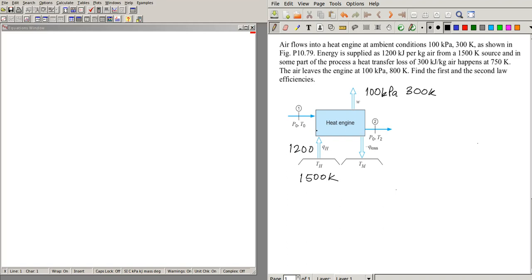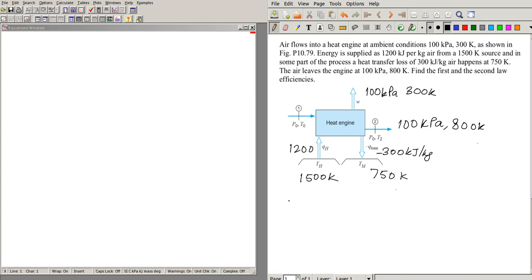And in some part of the process, there is a heat transfer loss of 300 kilojoule per kg, and this happens at 750 Kelvin. The air leaves the engine at 100 kilopascal and 800 Kelvin. So we have to find out the first and the second law efficiencies. Because it's a loss, I'll write this as minus 300 kilojoule per kg.